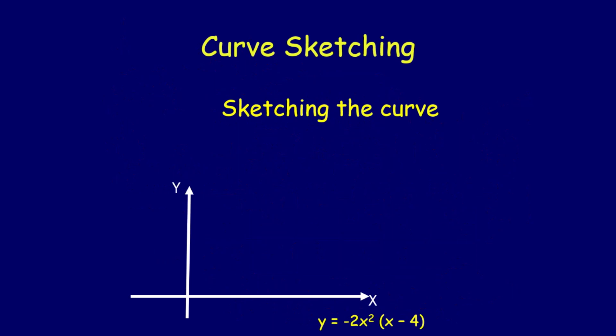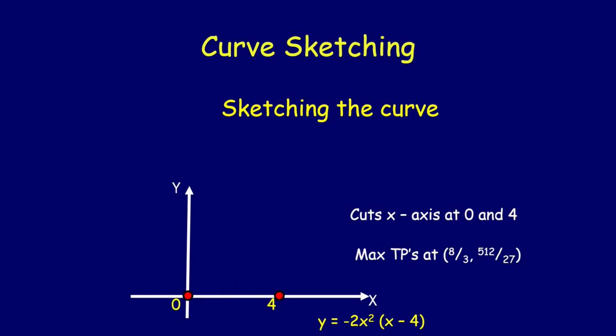You can sketch it. We have the axes. It cuts the x-axis at 0 and 4. Those are the points, 0 and 4. Then the stationary points, 8 over 3 and 512 over 27. We put it there. That is a stationary point. Then you sketch it like that. And that is simply how you're supposed to do curve sketching.